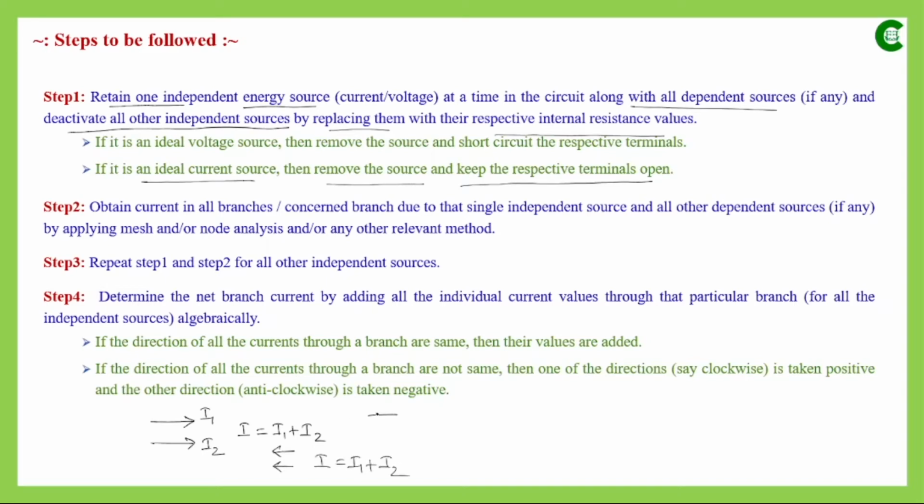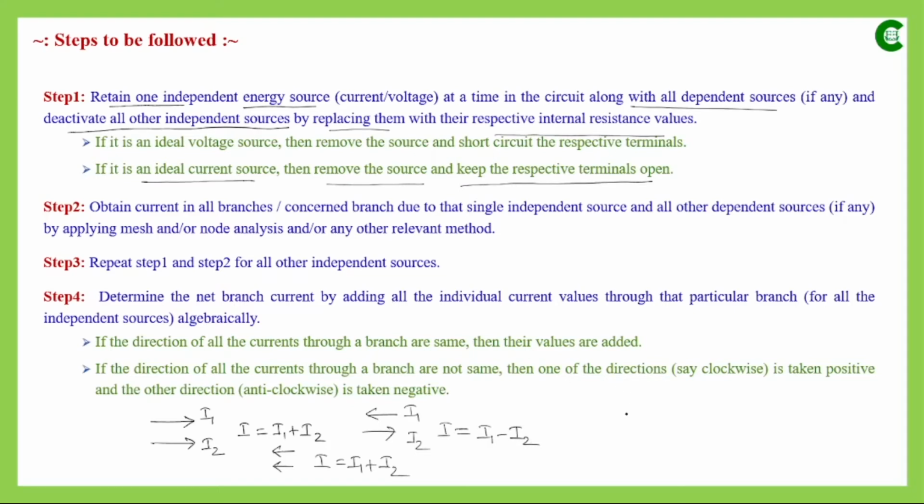But if the currents are flowing in opposite directions, say this is I1 and this is I2, then if we choose the direction of I1 as positive, the direction of I2 will be taken as negative. In that case the net current will be I1 minus I2.